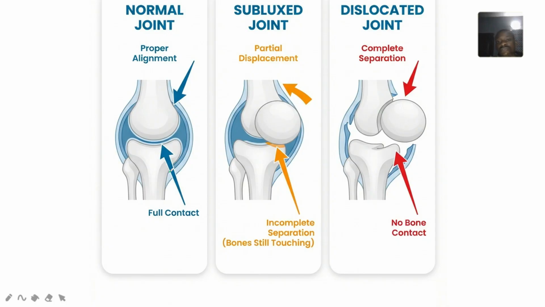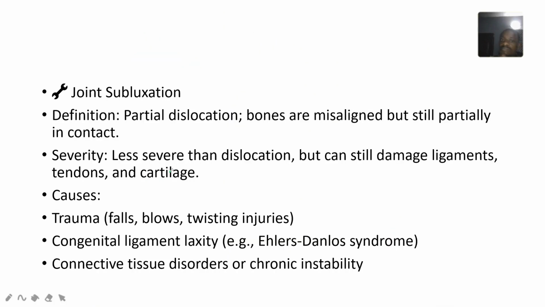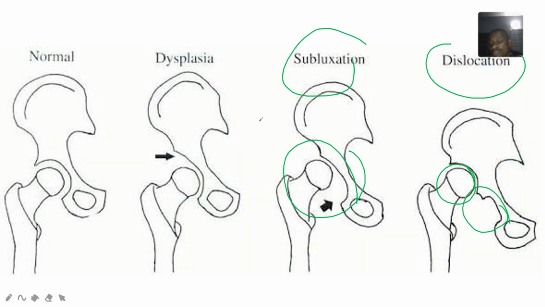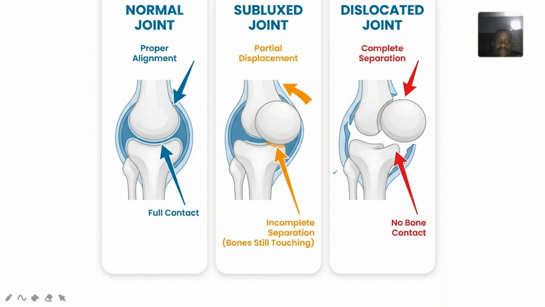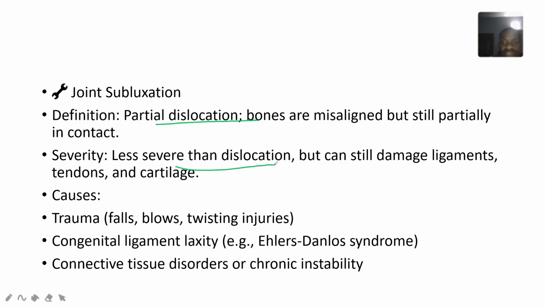So joint subluxation is a partial dislocation. The bones are misaligned, but they are still in partial contact. Do you understand? It's not where it is supposed to be, but it's still partially within the space. Okay. So it's less severe than dislocation, but can still damage the ligaments, the tendons, the cartilages around there. If blood vessels are close by, it can damage them. If the nerves are close by, it can also damage them.